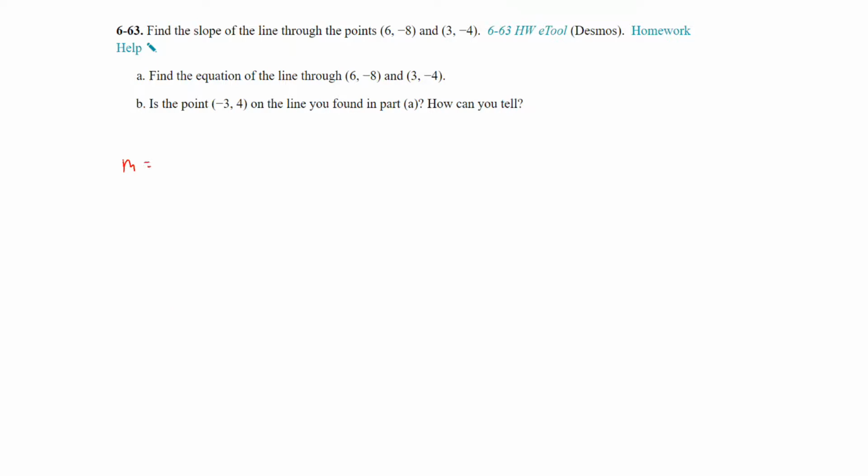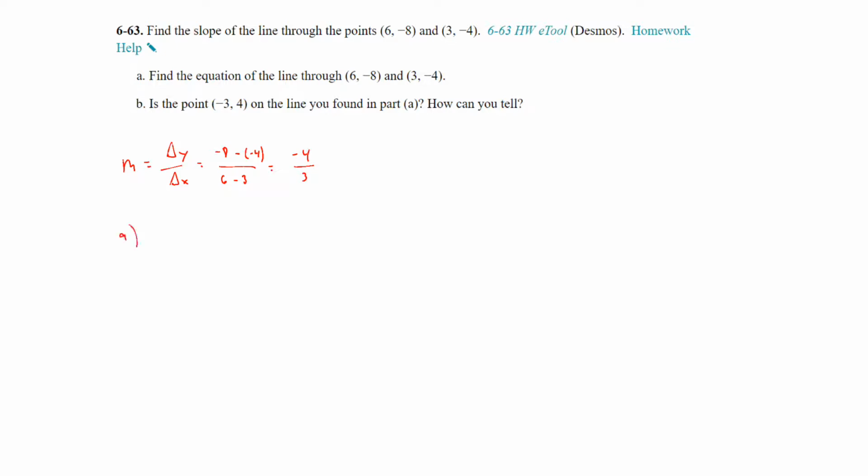So the slope is the change of y over the change of x. So we're going to subtract our y values and divide it by subtracting our x values. So remember, this is minus a negative 4, so that's a plus. So that's negative 4 divided by 3. So our slope is negative 4/3.